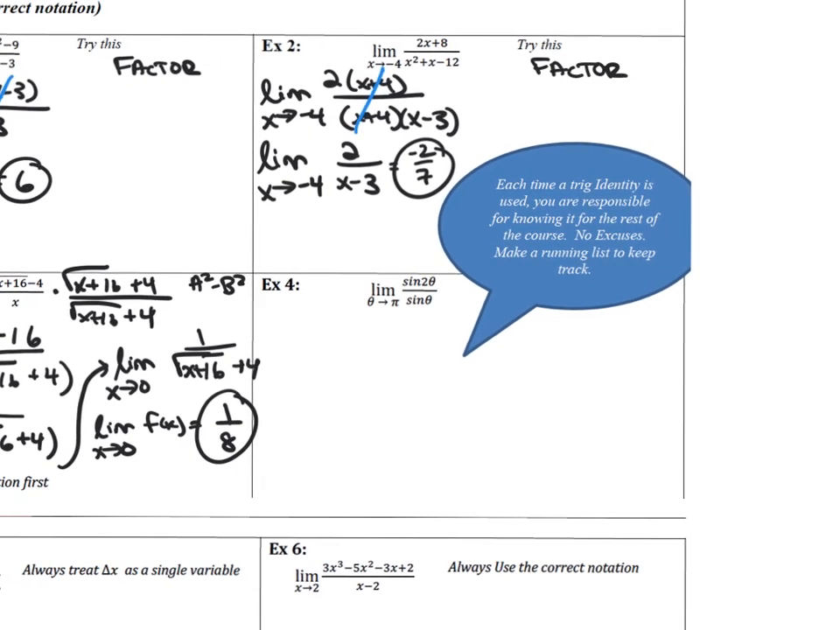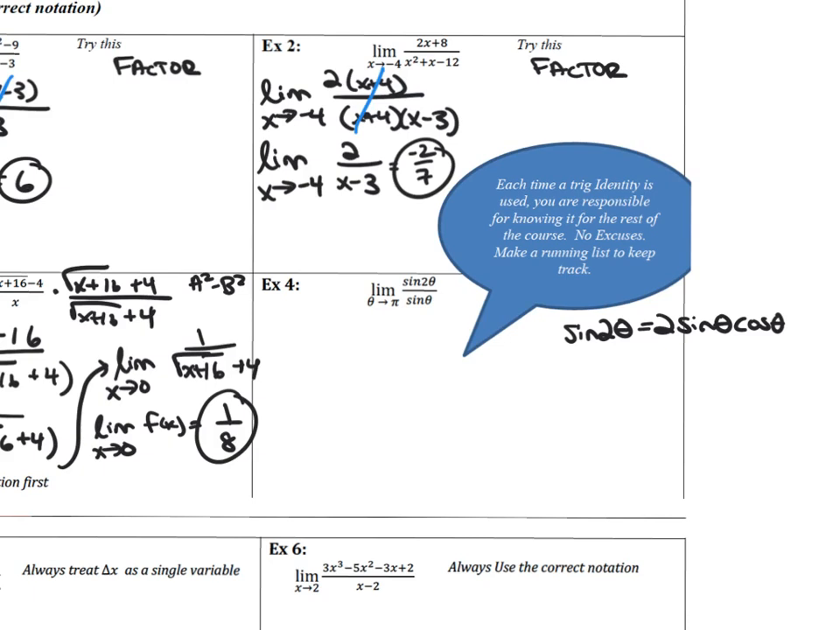In example 4, we clearly have trig, so we will stick with a trig identity. If you're not sure what the sine of 2 theta is, the identity is that the sine of 2 theta equals 2 sine theta cosine theta. And as you can see from the blue bubble, every time you see a trig identity, you're responsible for knowing it for the future. So keep a running list somewhere in your notebook to keep track.